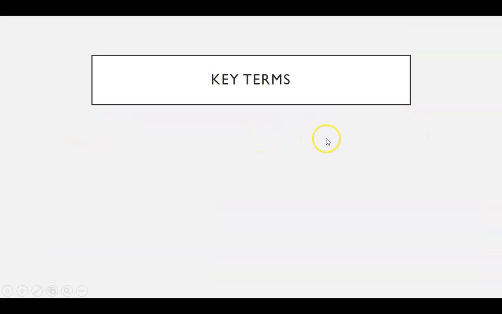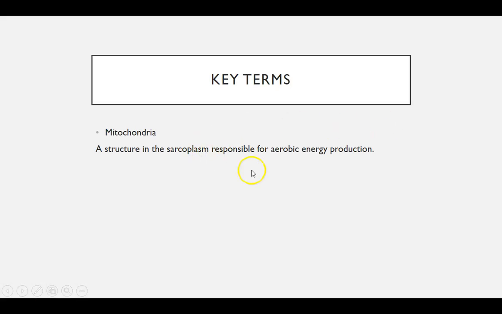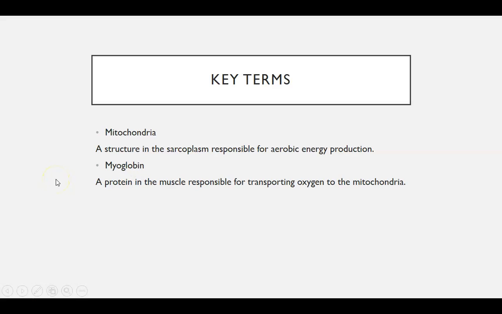With regards to the key terms we've got down, the first one is mitochondria. Mitochondria is found in the muscle, specifically in the sarcoplasm, and it's responsible for aerobic energy production. Myoglobin, similar to mitochondria in the sense that it helps with aerobic energy production. Myoglobin is a protein, and it's responsible for transporting oxygen to the mitochondria. So mitochondria is where aerobic energy production takes place. Myoglobin is a protein that transports oxygen to the mitochondria.